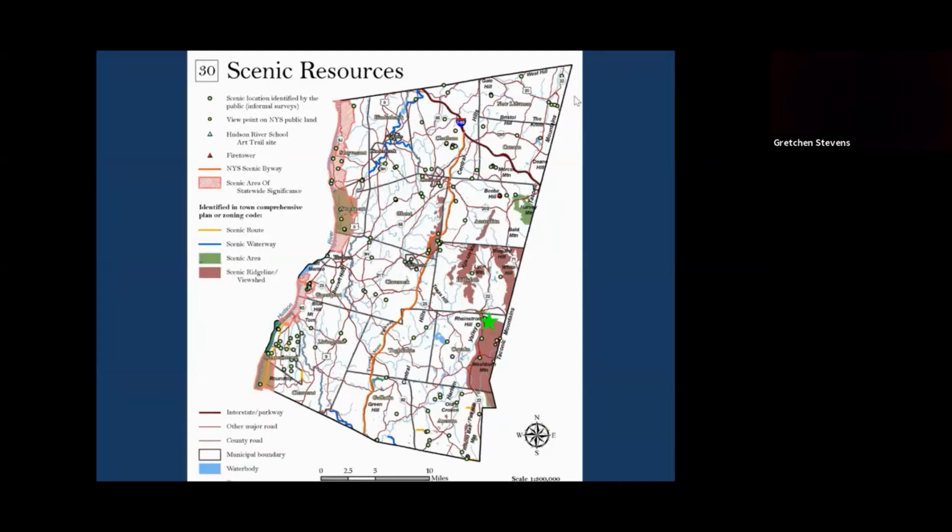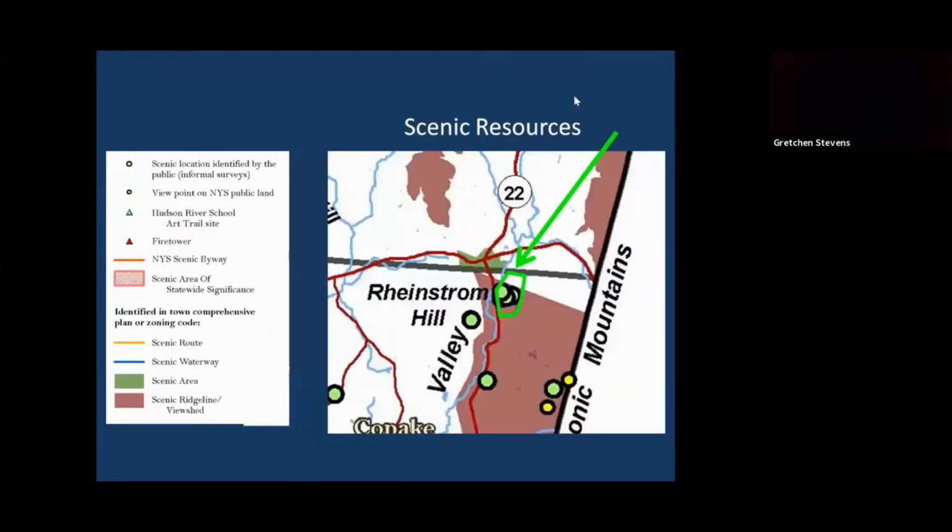This map is one of scenic resources in the town, and it shows that a good part of the site is part of a scenic zone that has been identified by the town of Copake as especially important. This zone along Route 22 includes the views of farm fields and the views of the Taconic Mountains to the east. And this site has also been identified itself as a site of scenic value to members of the public that participated in a survey conducted by the Columbia Land Conservancy.